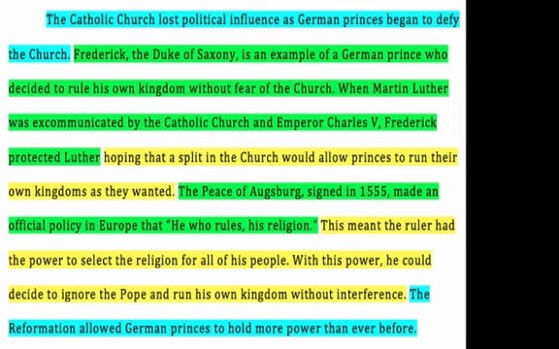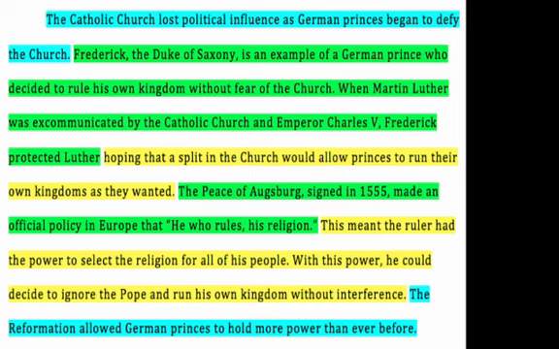And then I pretty much kind of restate the claim at the end. The Reformation allowed German princes to hold more power than ever before. Okay? So that's a simple CELEL paragraph with another claim kind of restating the claim as a concluding sentence at the end. So claim, evidence, link, and then I restate the claim. Okay. This is something that you will and should be able to do in this course.